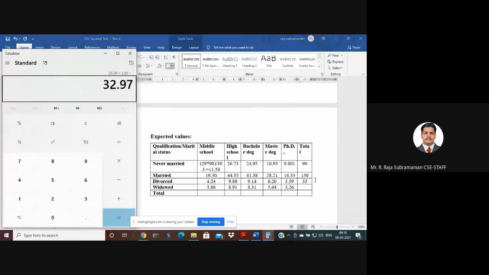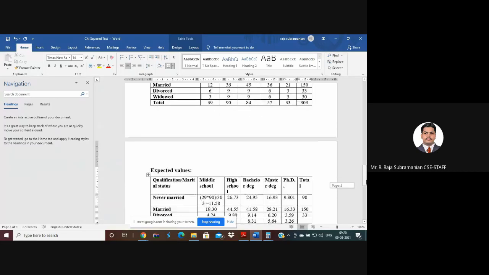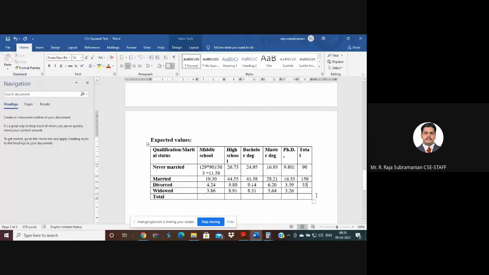So the final one is 3.86 plus 8.91 plus 8.31 plus 5.64 plus 3.26. I get the value 29.99. I hope the observed value will be 30. Yes, it is 30. So the value is 29.98, that is 30.